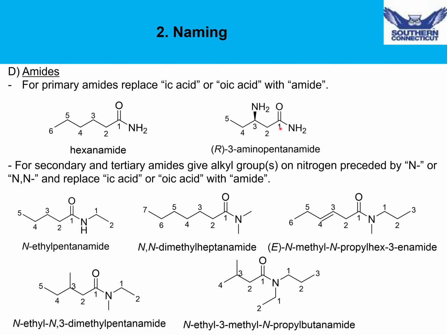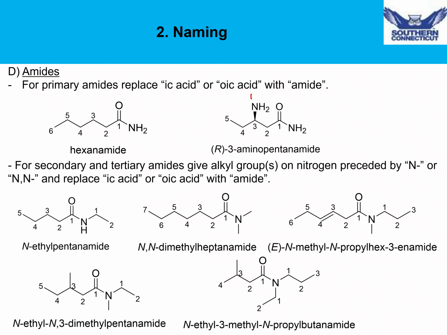In the next example, we have 5 carbons in the parent name, so this is named as a pentanamide. We also have an amino group on carbon 3, so 3-amino. And then notice carbon 3 has stereochemistry, which is R, and we can confirm that by the fact that we have an amino group, the nitrogen, which is the highest priority group directly attached to carbon 3.